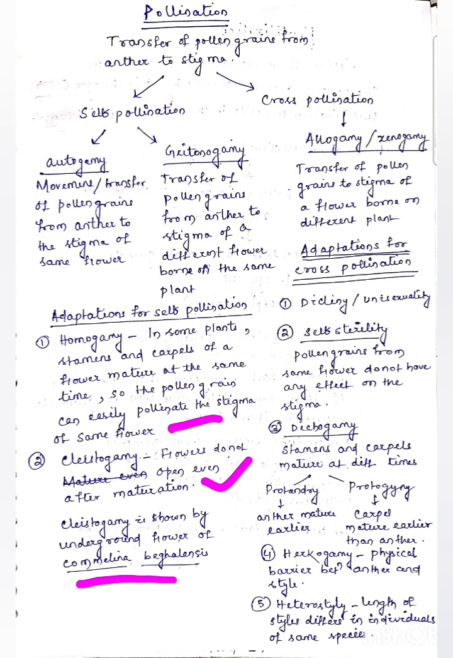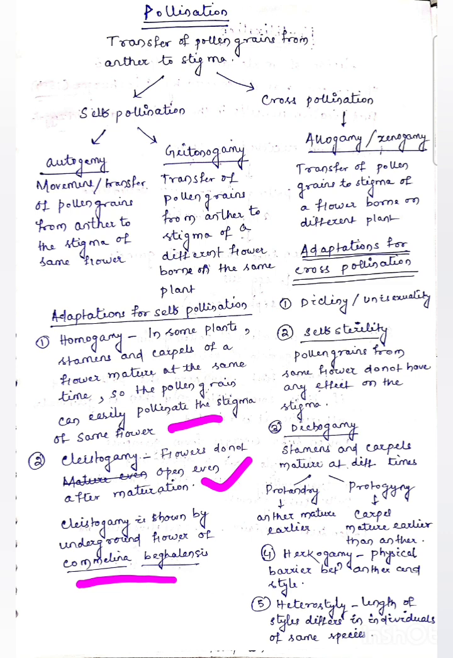Some plants also show adaptations for cross pollination. One is dicliny or unisexuality. Actually, some flowers are unisexual in nature, so cross pollination is obligatory there. Secondly, some show self sterility or self incompatibility: pollen grains from the same flower do not have any effect on the same flower's stigma. Then dichogamy, where stamens and carpel in some plants mature at different times. Sometimes they show protandry where anthers mature earlier, and sometimes protogyny where the carpel or female reproductive part matures earlier.